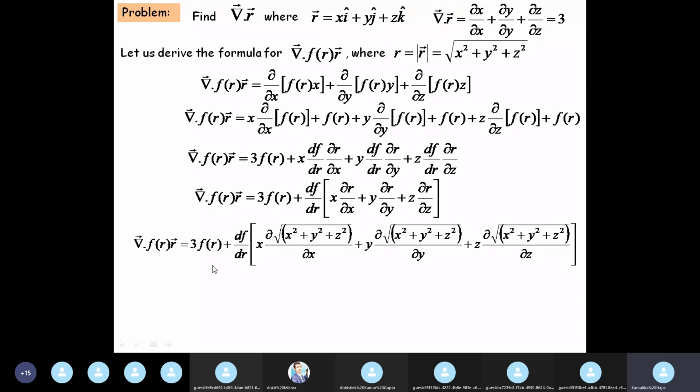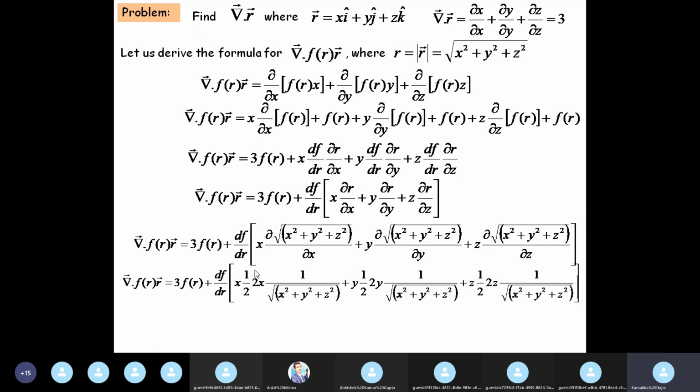So again 3FR and DFDR are outside. So inside we have x del x of r, which means del x of root over x square plus y square plus z square, plus y into del y of similarly x square plus y square plus z square root, and z del z of x square plus y square plus z square root. All right. So partially you have to take the derivative of this term root over x square plus y square plus z square. So what will you get?